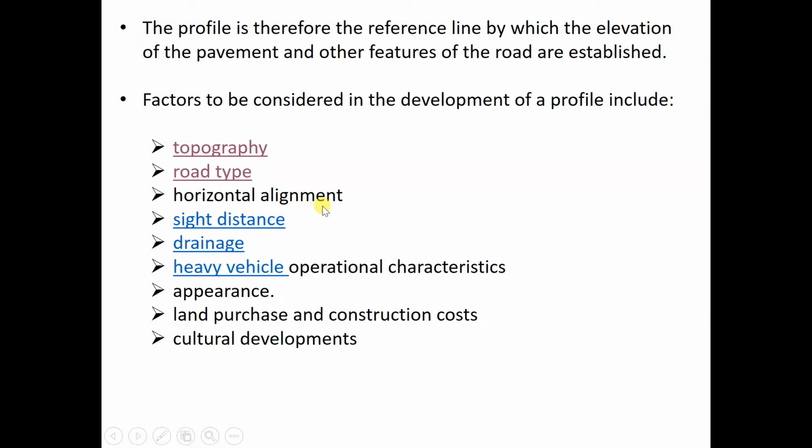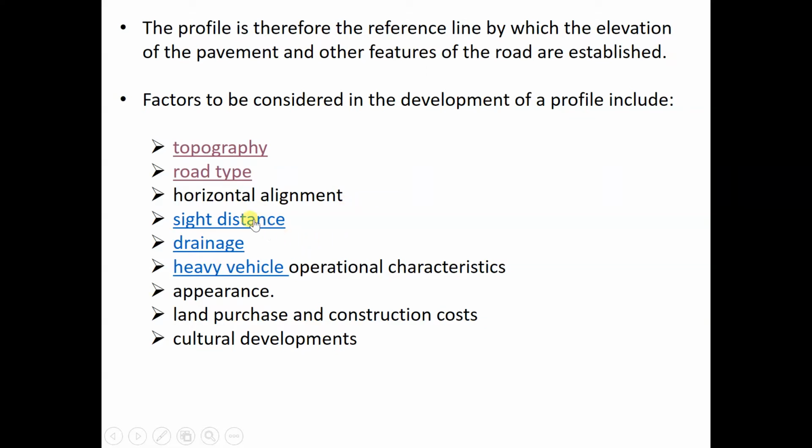Horizontal alignment, which we have covered previously. We need to take into account the horizontal alignment, and later on in this chapter we'll look at the coordination between the horizontal and vertical alignment in terms of safety, in terms of the aesthetic point of view, and also in terms of drainage.